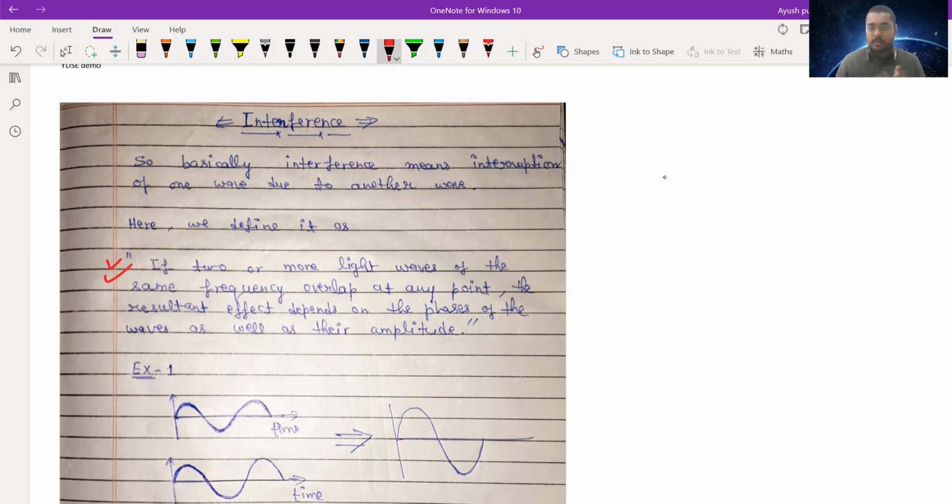If such two light waves are overlapping at any particular point, then the resultant effect at that point will depend on the phase of these two waves. Phase means whether they are in phase, out of phase, or having some phase change. And it also depends on the amplitude of these two waves. This was the very general definition of interference. Now we will understand with the diagram.